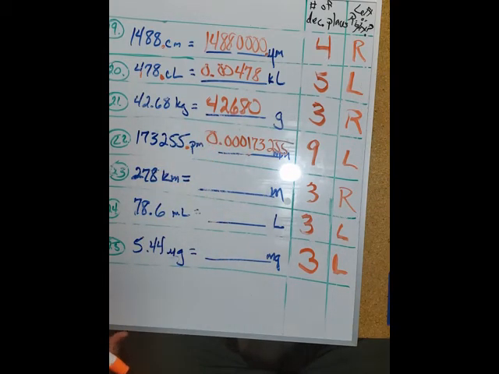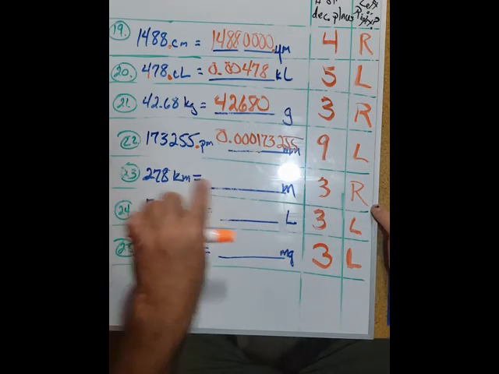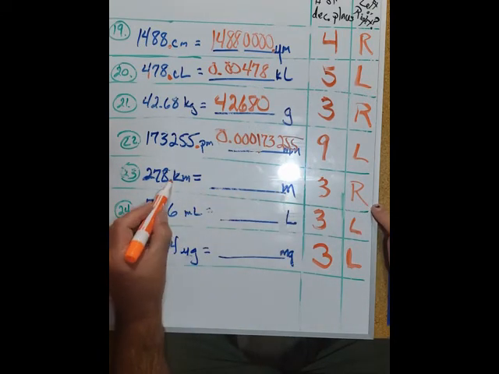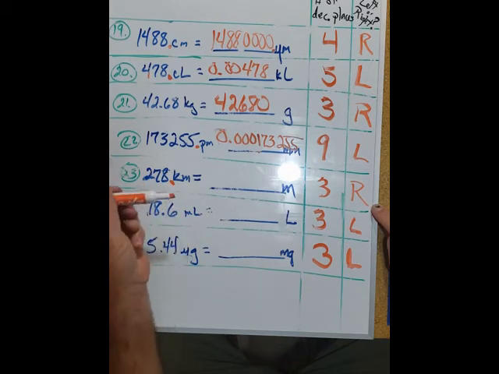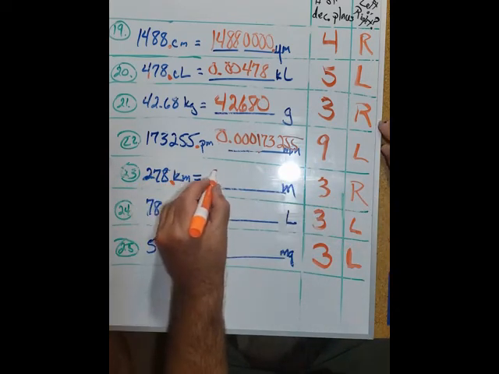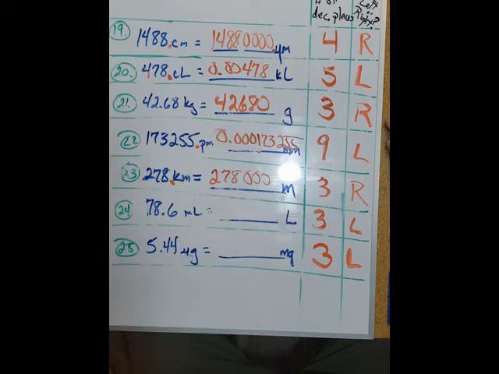There we go. Looks a little better. Okay. 3 to the right, kilometers to meters. So our decimal point is here at the end. It's not written, so we assume it to be at the end. And we're going to go 3 to the right this way. So it'd be 278,000 meters.